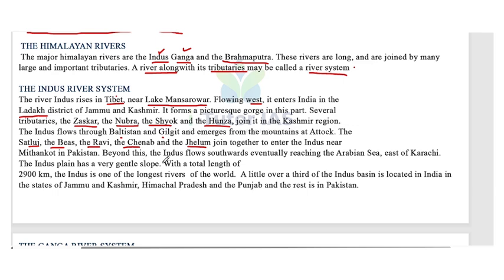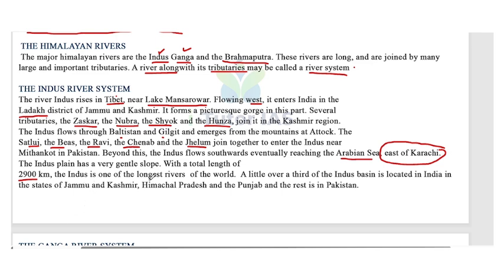Now, beyond this, the Indus flows southward, eventually reaching the Arabian Sea. So it reaches the Arabian Sea east of Karachi. The Indus plain has a very gentle slope with a total length of 2,900 km. So the length of the Indus is 2,900 km.